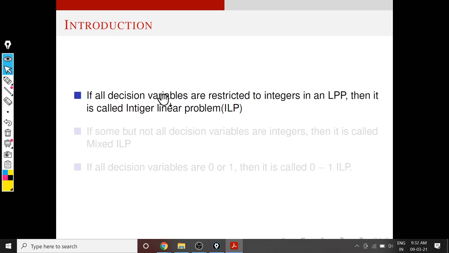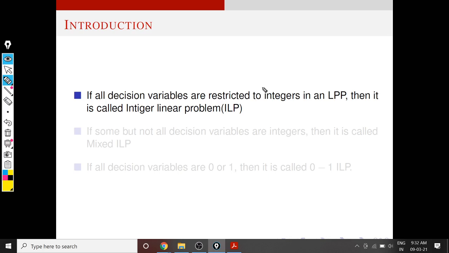Integer programming means that if all the decision variables are restricted to integers in an LPP, then it is called integer linear programming. That means suppose we have an LPP and we have an extra condition that all the decision variables are integers. In an LPP there is only one restriction, the non-negativity restriction, that is x1, x2, x3, etc. are positive. This is another thing, and sometimes in some applications the decision variables should be integers.